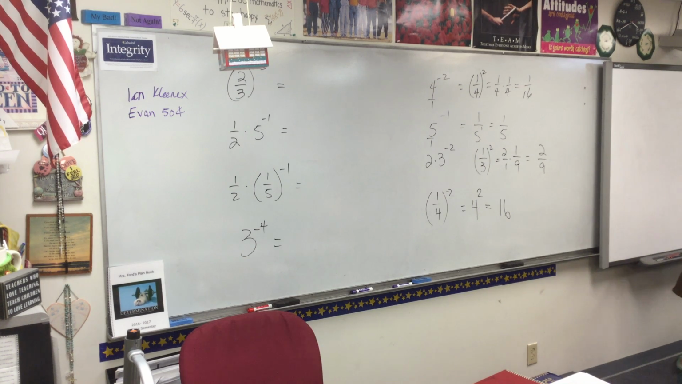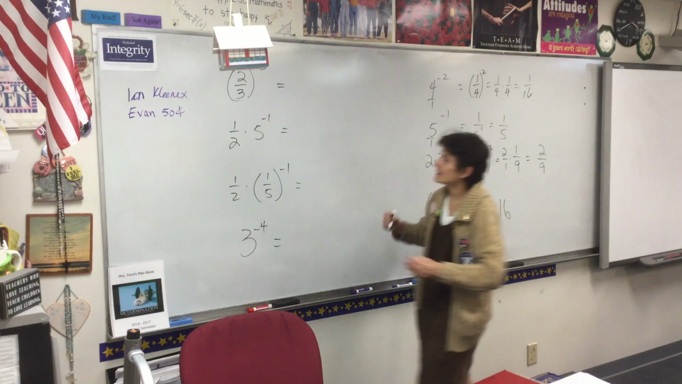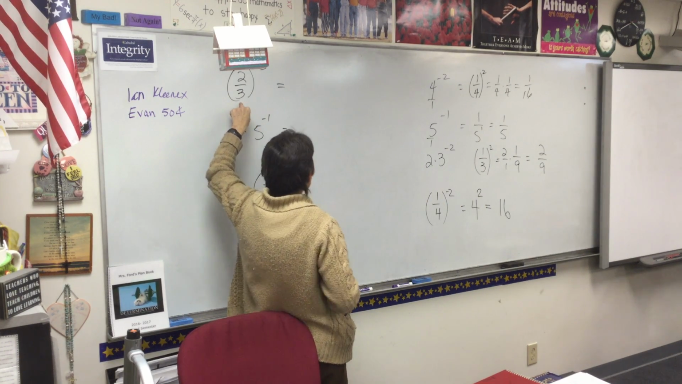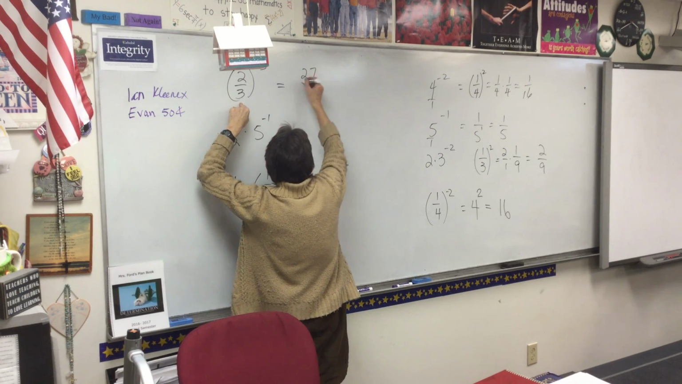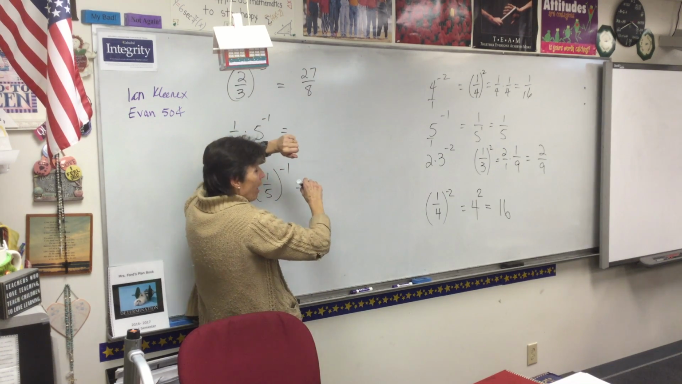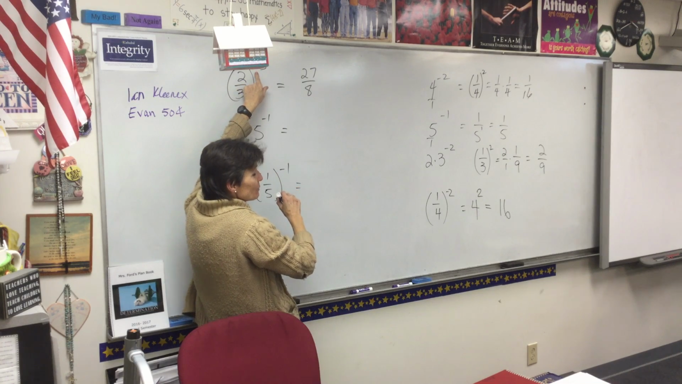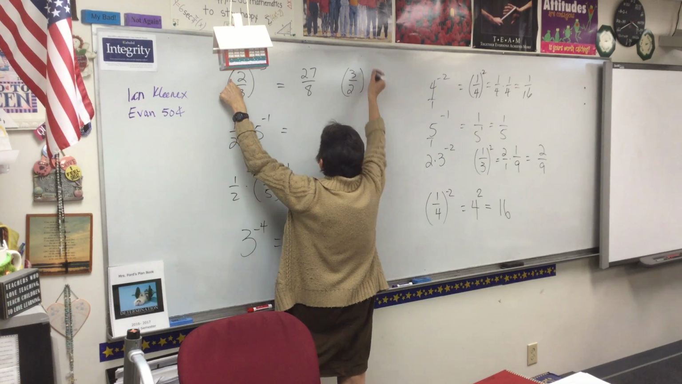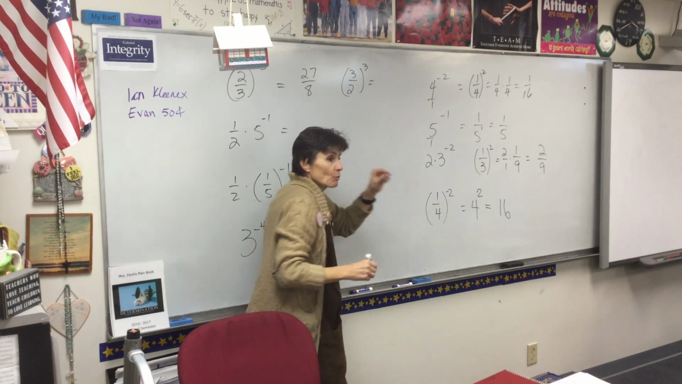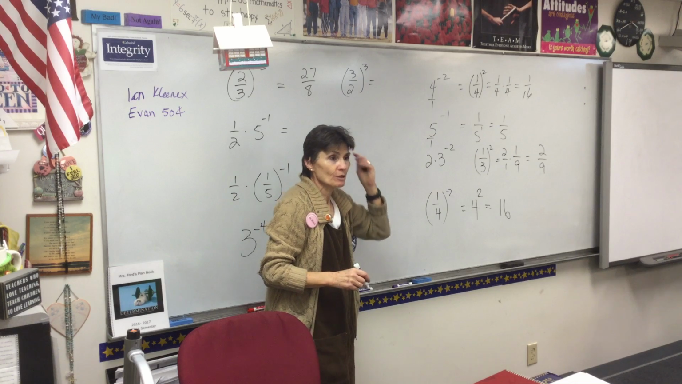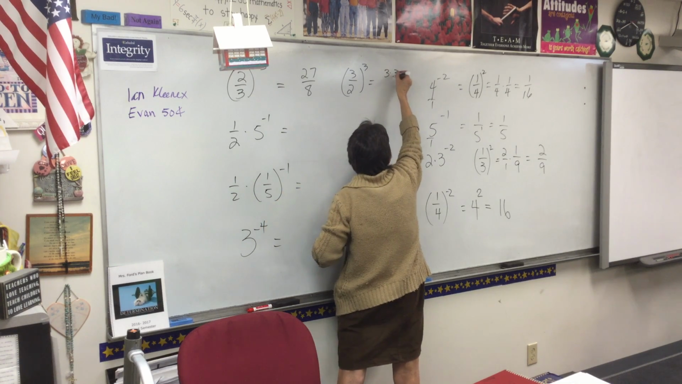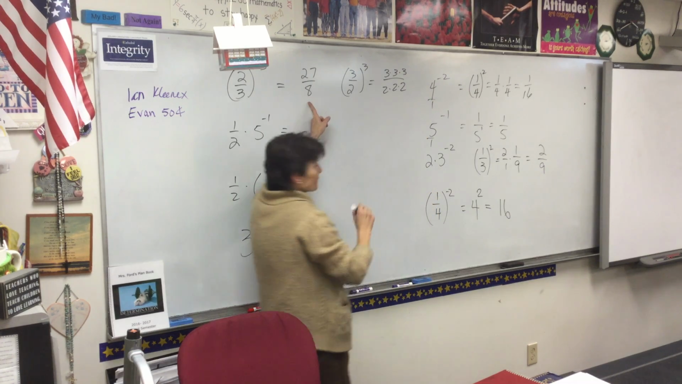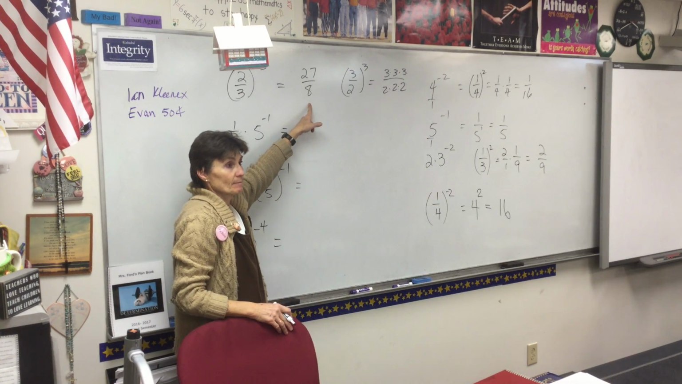Okay. All right, let's get our answers up here. Who has an answer to number 1? Judah. 27 over 8. Here is why. What does that negative do? Flips. So we have 3 halves to the third. 3 halves to the third means 3 times 3 times 3 over 2 times 2 times 2. That's how we got 27 eighths.